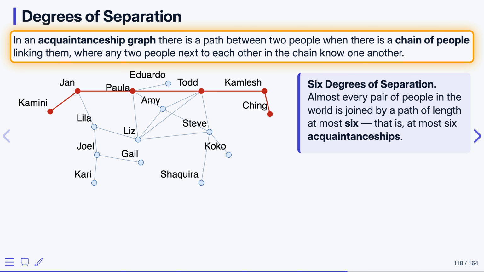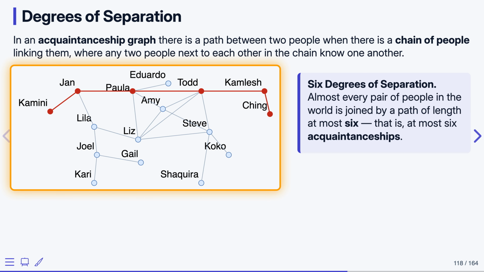Let's look at a friendship graph again. We call it an acquaintanceship graph. Each dot is a person. An edge joins 2 people who know each other. A path is then a chain of people, where each person in the chain knows the next one.